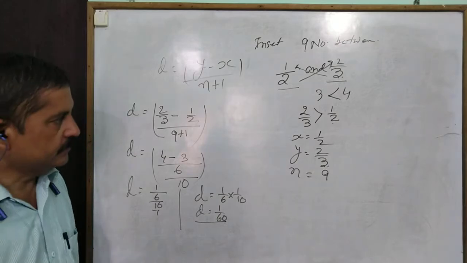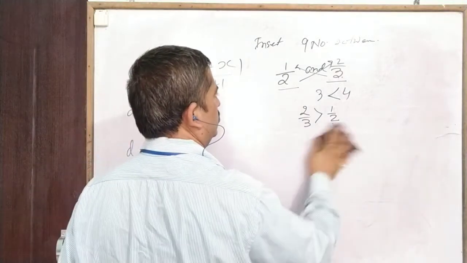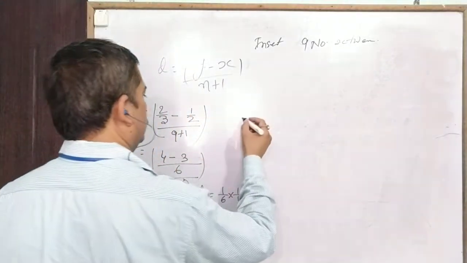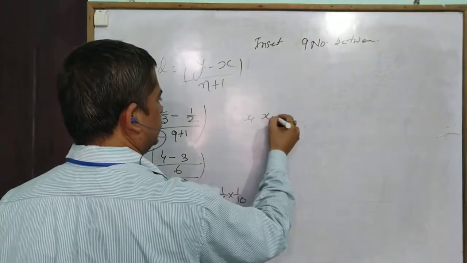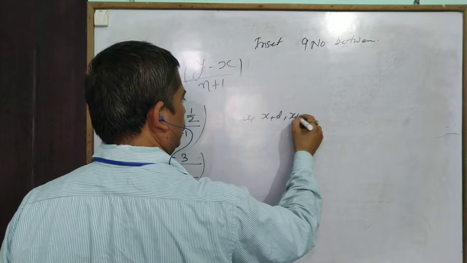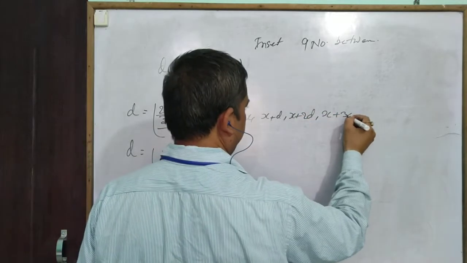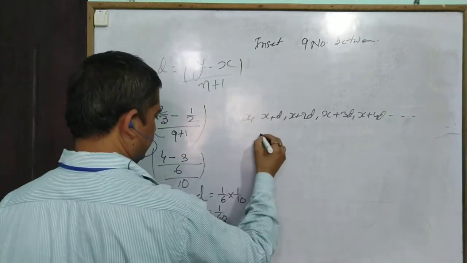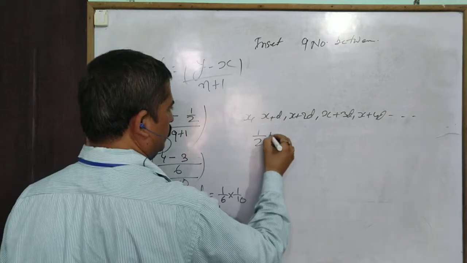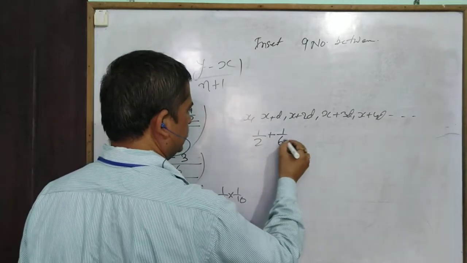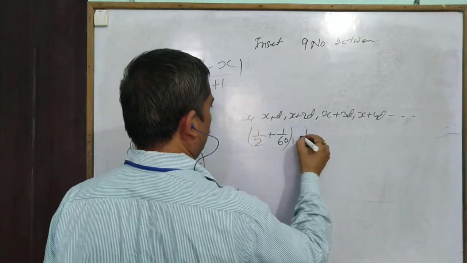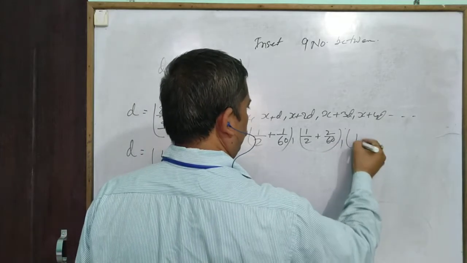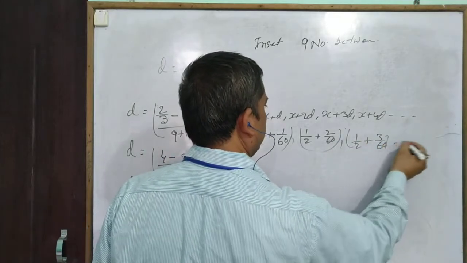Then again we use the same method: x plus d, x plus 2d, x plus 3d, x plus 4d, and so on. So x is 1 by 2 plus 1 by 6. So 1 by 2 plus 2 by 60, 1 by 2 plus 3 by 60, and so on.